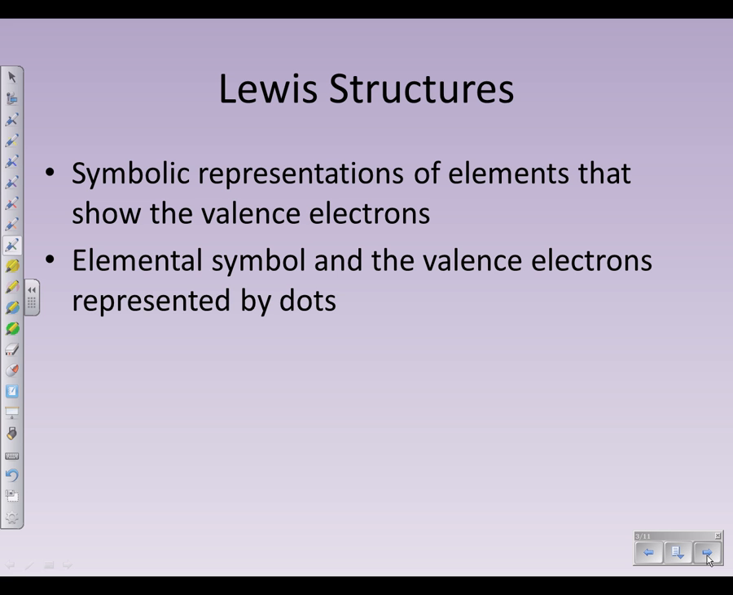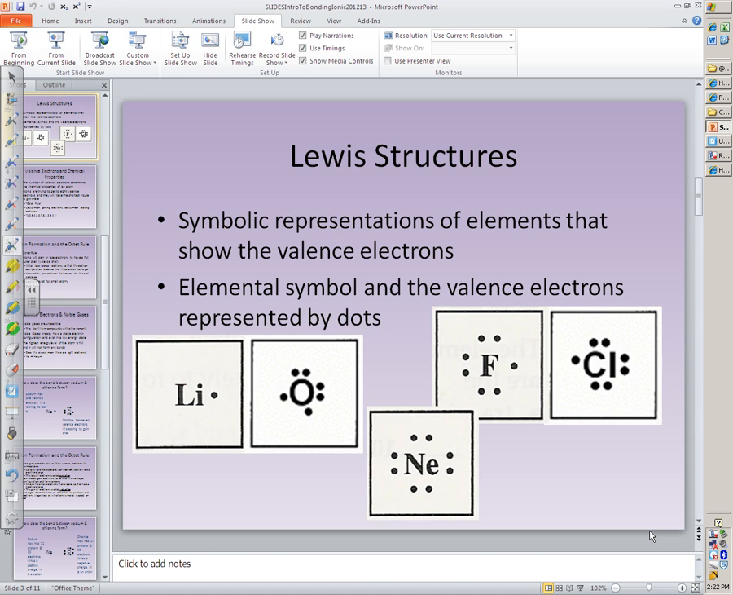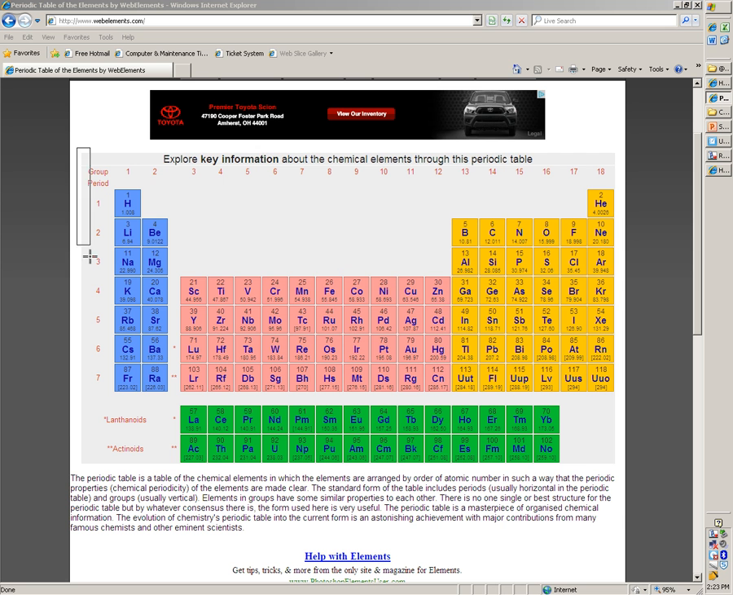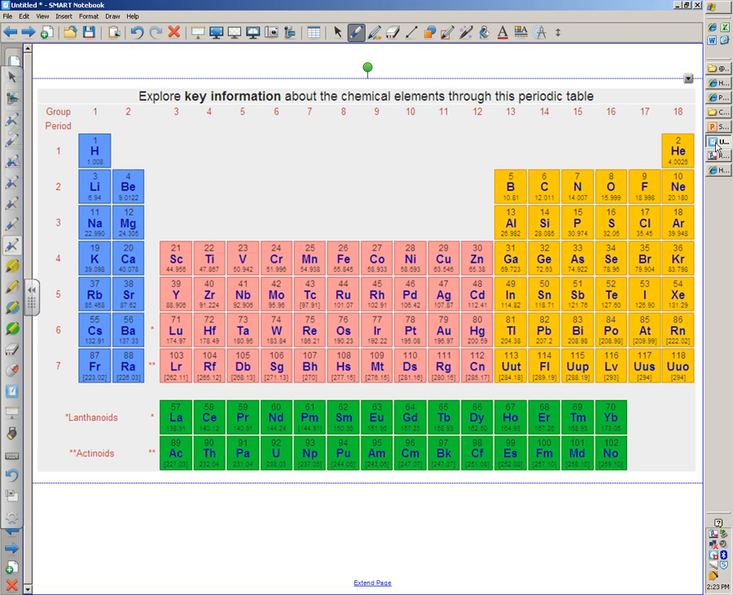Good there? So, the first element that shows up on your outline, I'm going to grab a periodic table here. The first element that shows up on your outline is what? Lithium, right? So you find lithium on your periodic table. Where does lithium show up on your periodic table? Atomic number 3. Okay? So here's lithium, right?